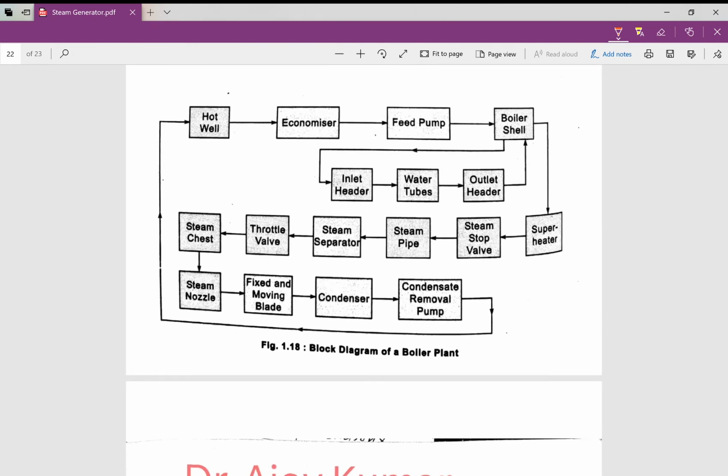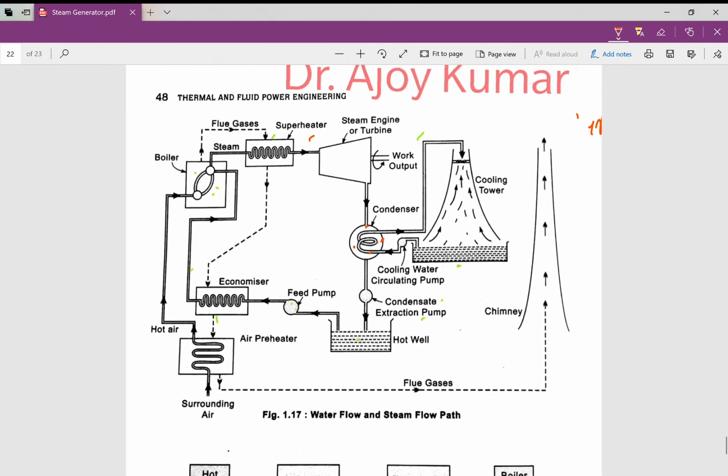Right. Now, dear students, the same block diagram is shown over here. This dotted line is called the circuit or path of flue gas, and this one as a whole is called the water circuit, steam circuit, right? And the third one, this one, is called the cooling water circuit. So there are three circuits we can say.